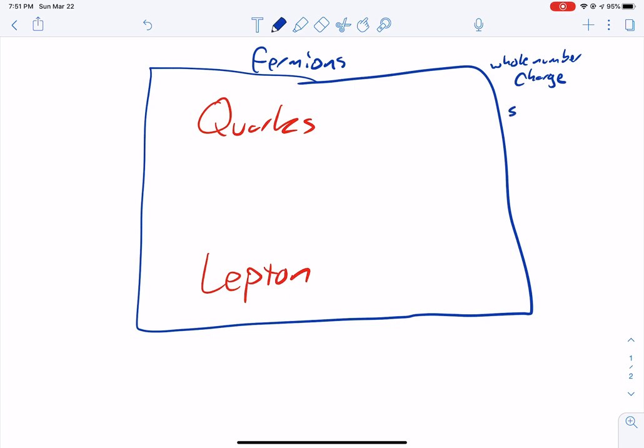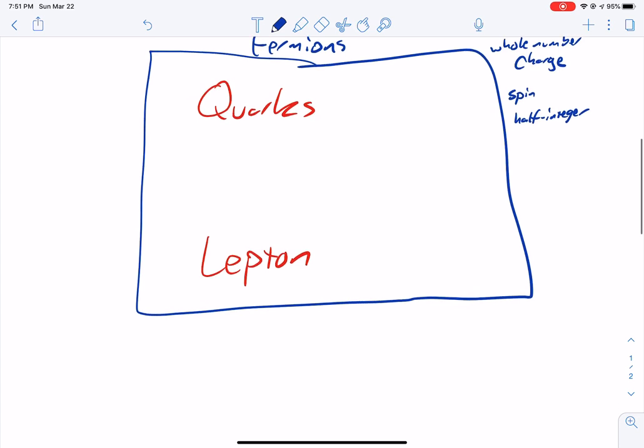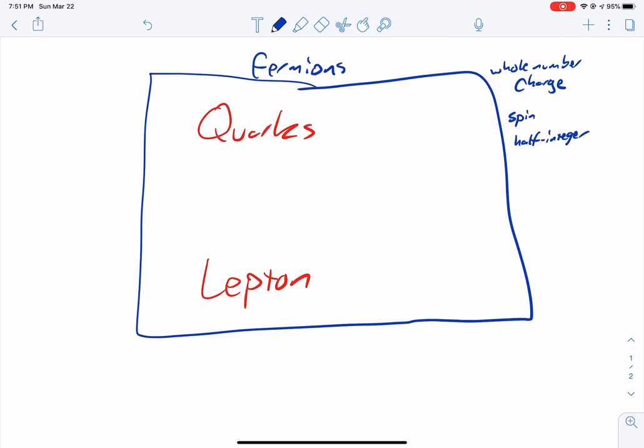Also, the spin, we'll talk about this a little more next class, must be some half integer. And again, we're going to get into what that means next class. So everything inside of here is considered a fermion.